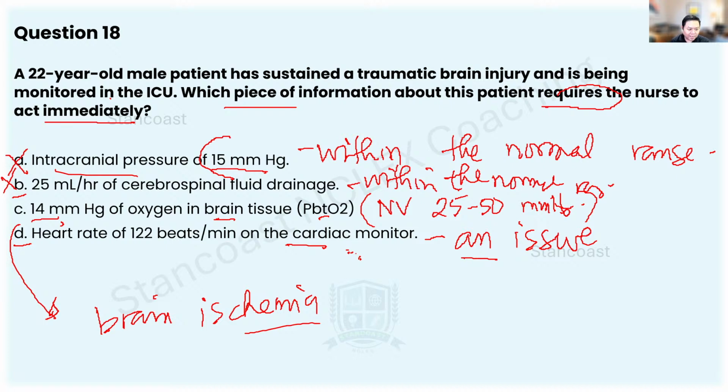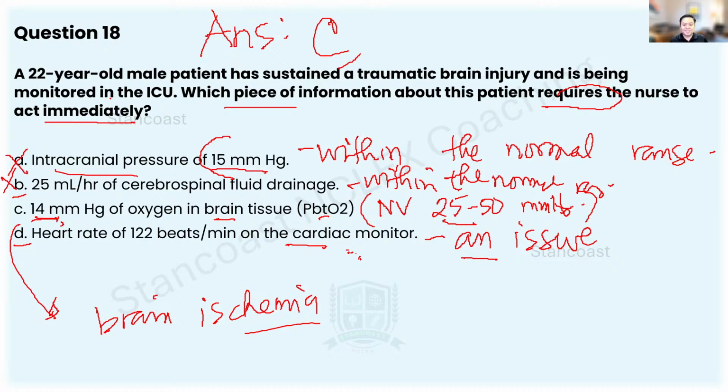Tachycardia, 122. This is a concern, but it will not place higher concern compared to letter C, which is 14. This is a very low level of oxygen perfusing in our brain. The normal range is 25 to 50 for the PbTO2. Our patient's value is only 14. All right. This is actually very low. So this is going to be our best answer. Letter C. PbTO2 of 14 is a sign of ischemia to the brain tissue.